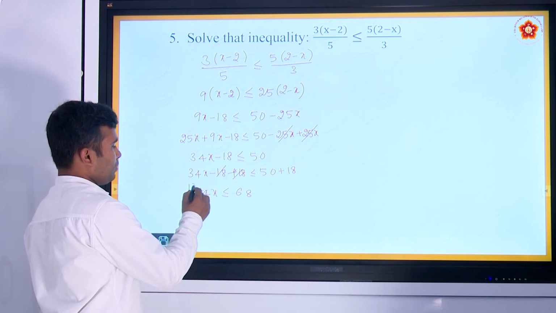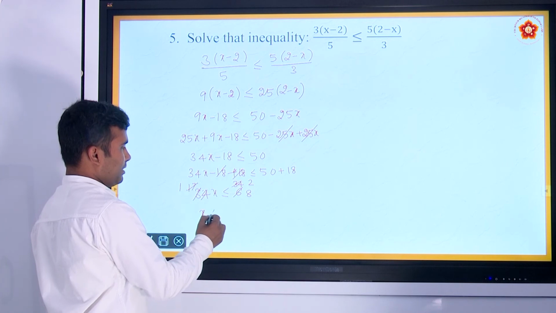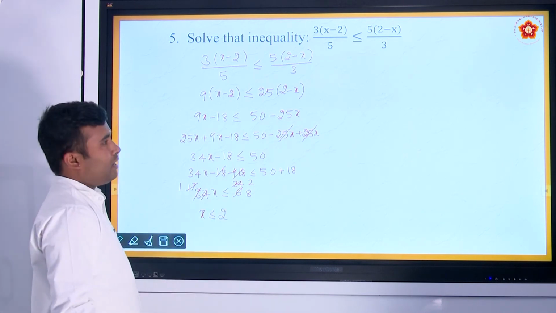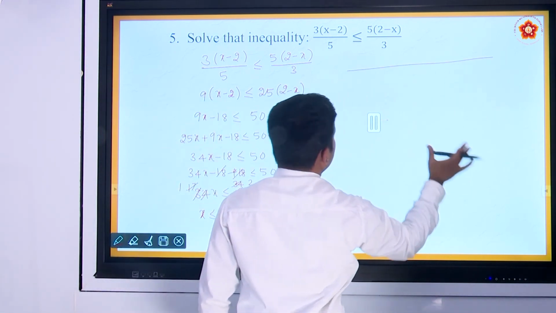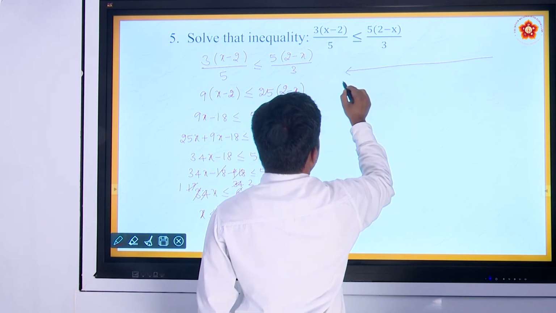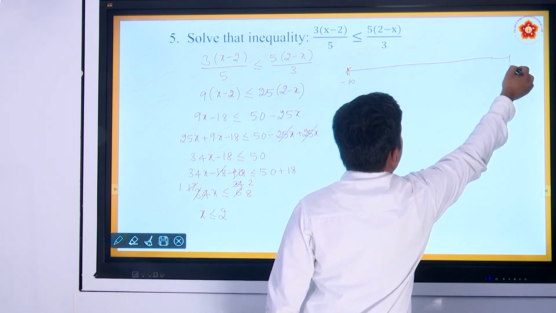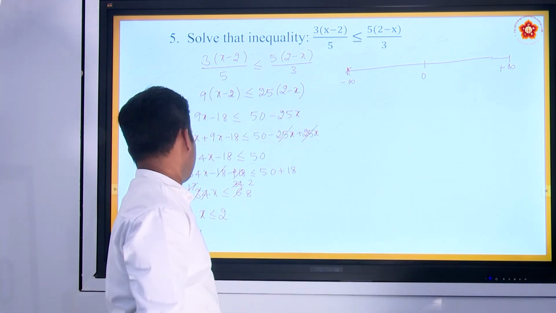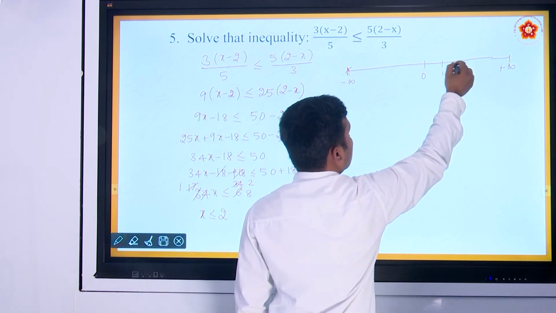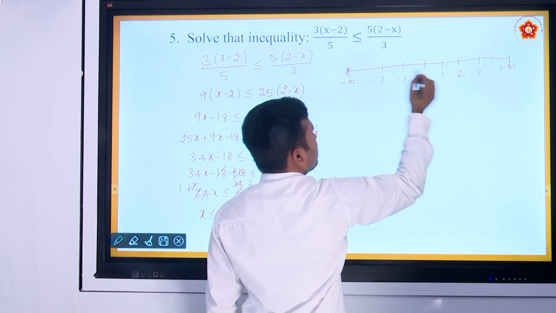4 ones are 4, 4 twos are 8, 4 threes are 12, 4 fours are 16, 4 sevens are 28... So then x is less than or equal to 17. So we can represent this on a real line. So this is a real line. This is minus infinity, and this is plus infinity. This is point 0, and on the right of 0 we have 1, 2, 3, and left of 0 minus 1, minus 2. It will continue.